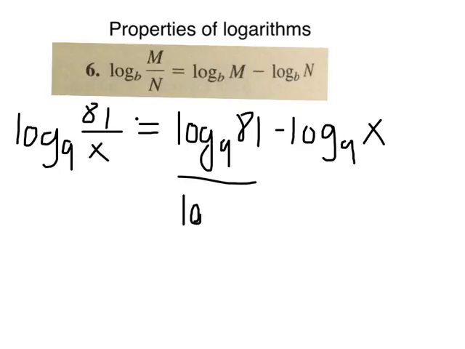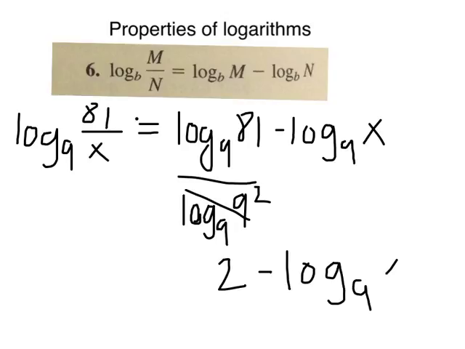Alright, log base 9 of 81 equals 2. So this can reduce to 2 minus log base 9 of x. Now you can do the same thing we did previously. You can condense them, or you can expand them out. Either one.